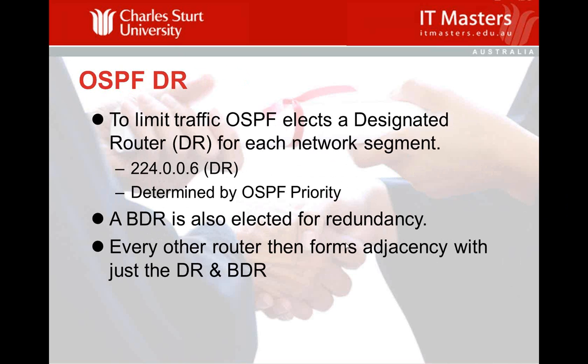And then every other OSPF router basically just performs adjacency with the designated router and the backup designated router. So if you were to look at the neighbor table on an OSPF network with 20 routers, you would see 18 of those routers would have relationships with just the DR and the BDR, but the DR and BDR would have relationships with all of the other routers. So it just limits the complexity a little bit.